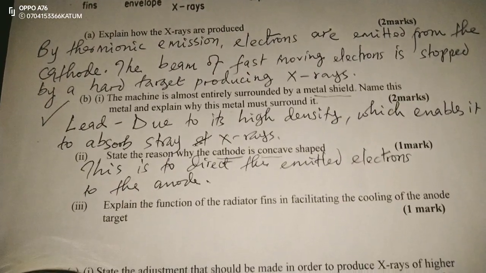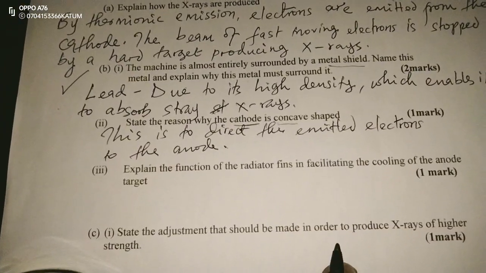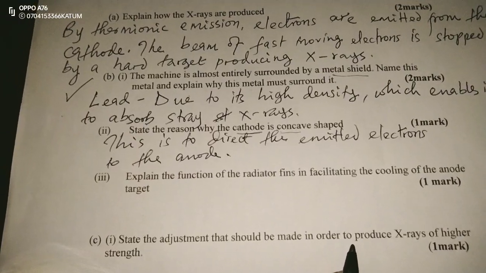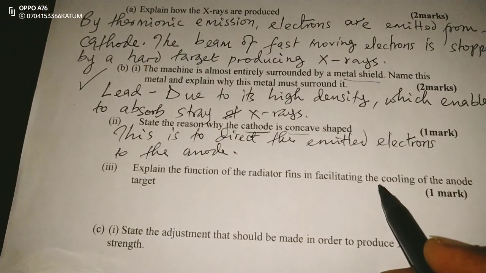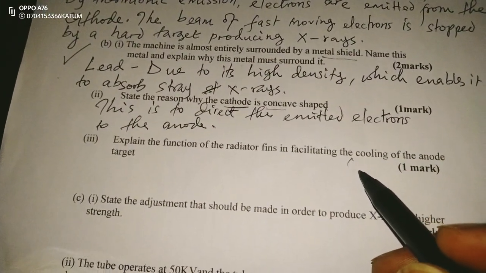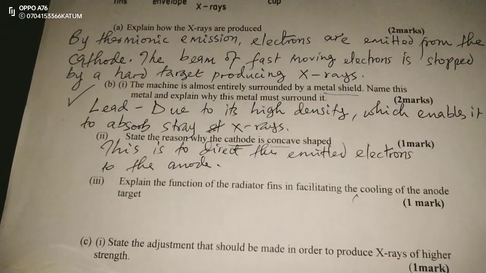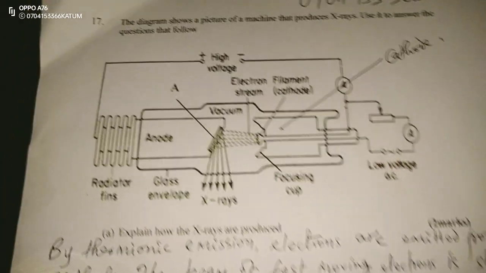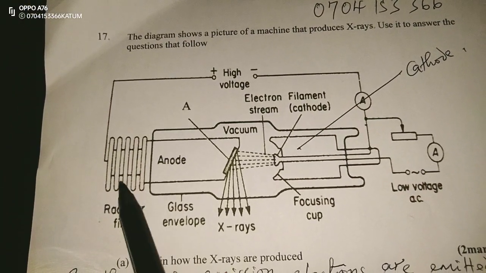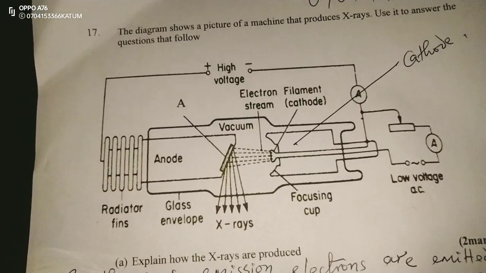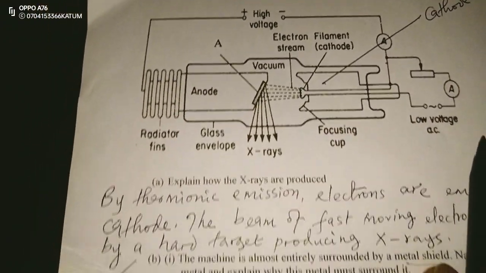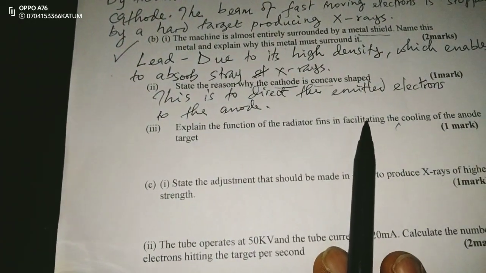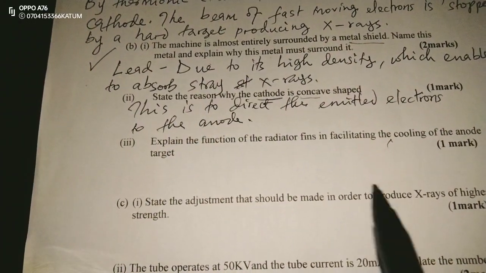Then part two, explain the function of the radiator fins in facilitating the cooling of the anode target. So we have radiator fins here. Why are they there, or how do they aid in cooling the anode target? We should say that they increase surface area for cooling.